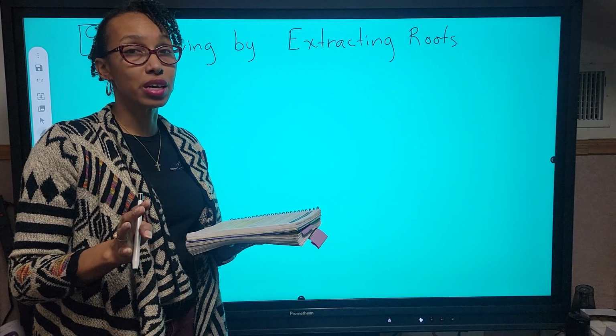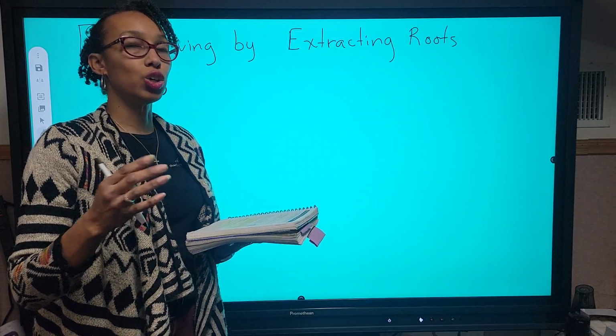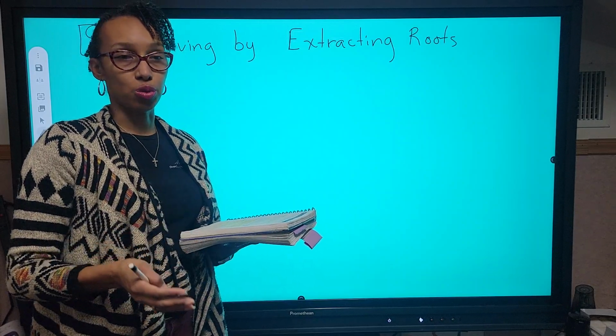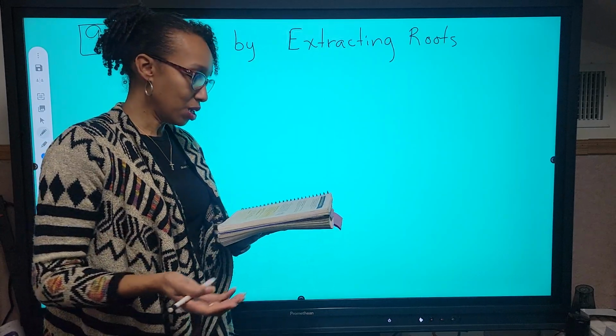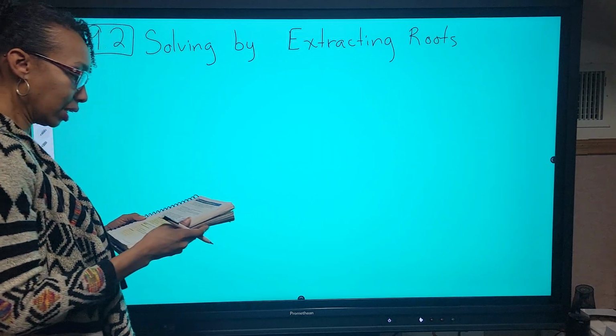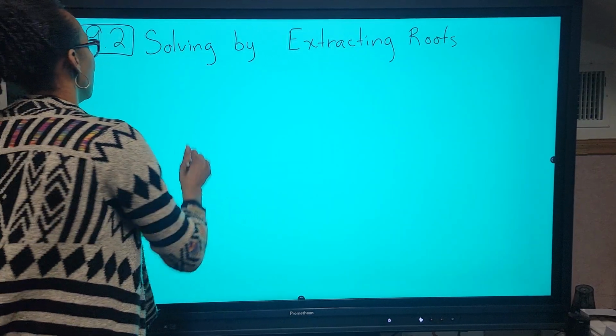Now, it doesn't have to just be a square root. It could be a cube root or a fifth root or a fourth root, depending on the highest degree that you're trying to solve for. Okay, so let's jump in.